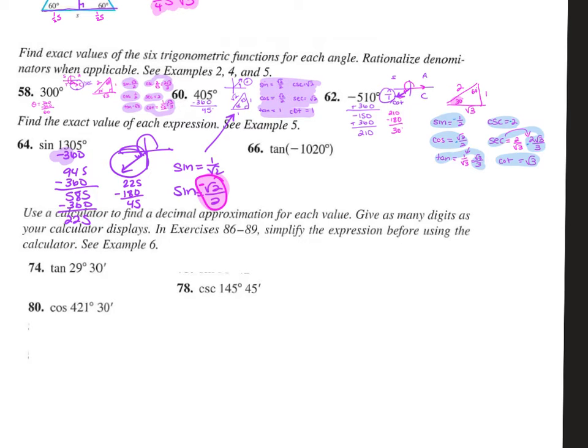Tangent of negative 1020, I'm going to add 360. I can even just skip and add 720 because obviously I know I'm going to have to do it more than once. This is negative 660 plus 360, negative 300. Plus 360, and I get a positive 60. That puts me in the first quadrant. So I know everything is positive. 60 degrees, I'm using this triangle up here, but I'm looking at the 60 this time. Tangent is opposite over adjacent, which is root 3 over 1, just root 3.